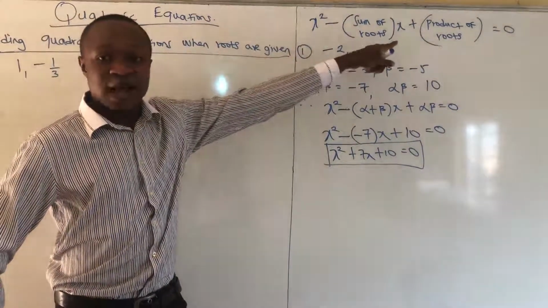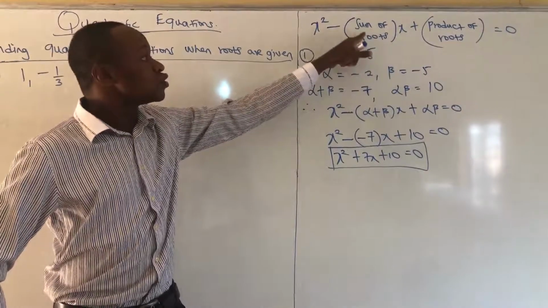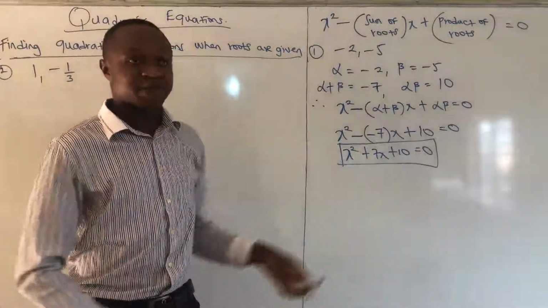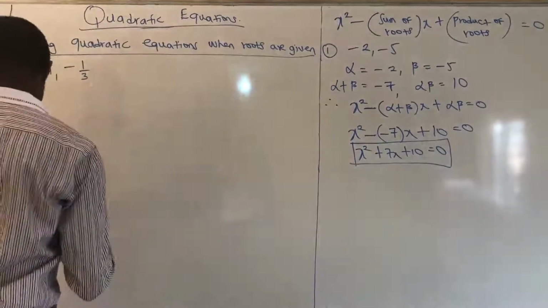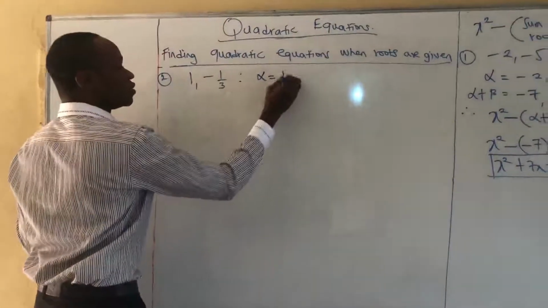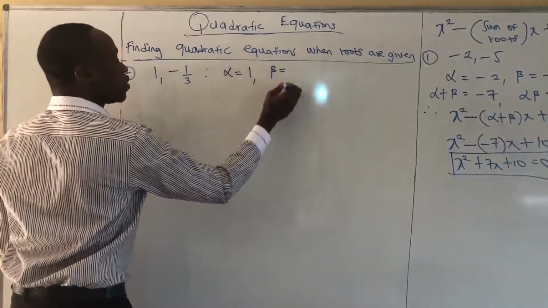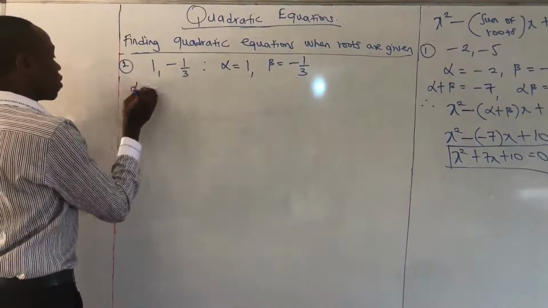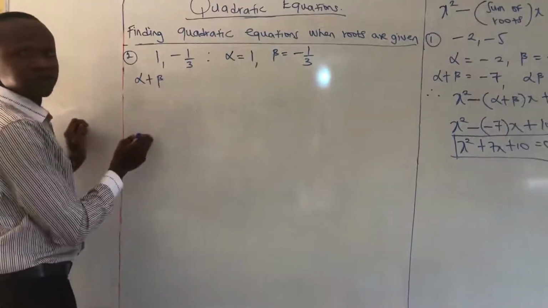We use alpha, beta for the roots. So we'll be having here alpha plus beta for sum and alpha beta for product. Let's go. For this question, the first root alpha is 1 and beta, the second root, is minus 1 over 3, such that all I need are the sum of the roots.